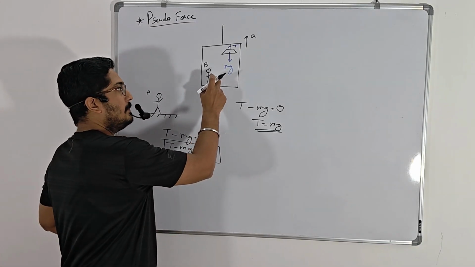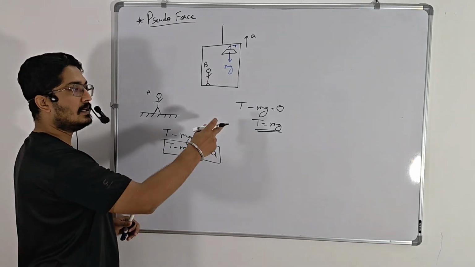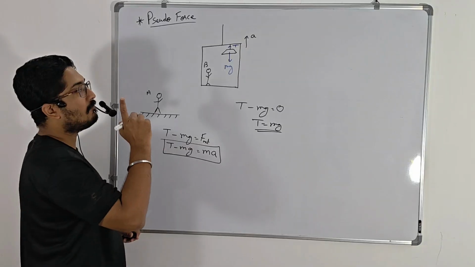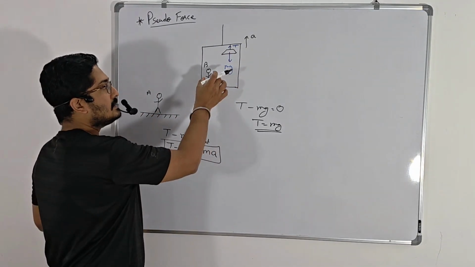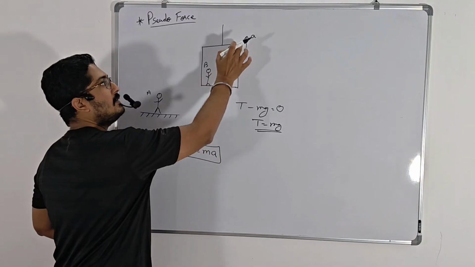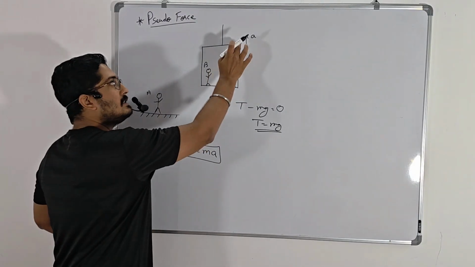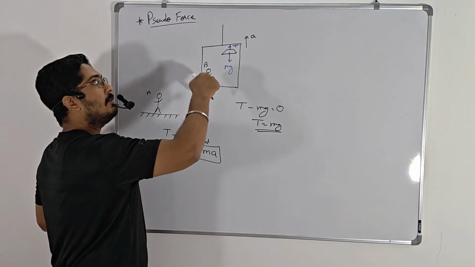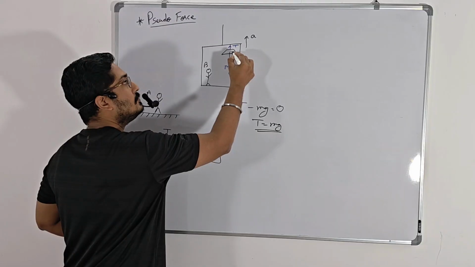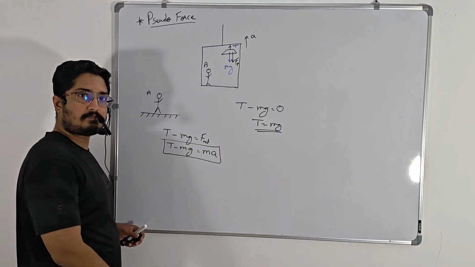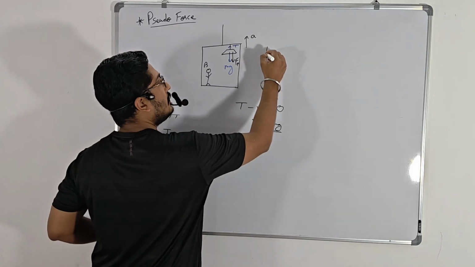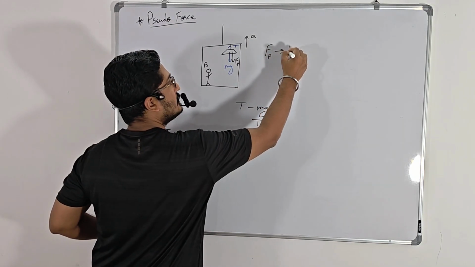So now person B can correct his equation if he adds one more extra force into this FBD. He should understand that he is in an accelerating reference frame, and this accelerating reference frame will create one extra force called pseudo force, in the direction opposite to the acceleration. So what is FP? FP is the pseudo force.